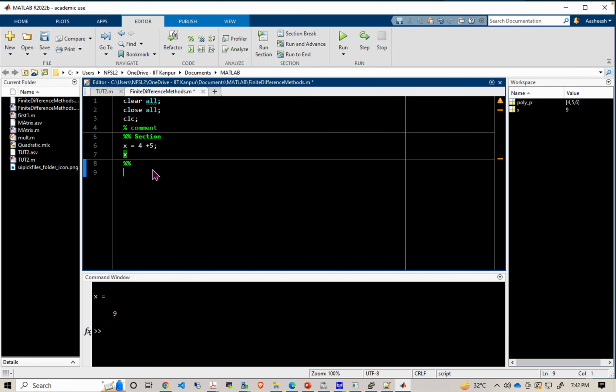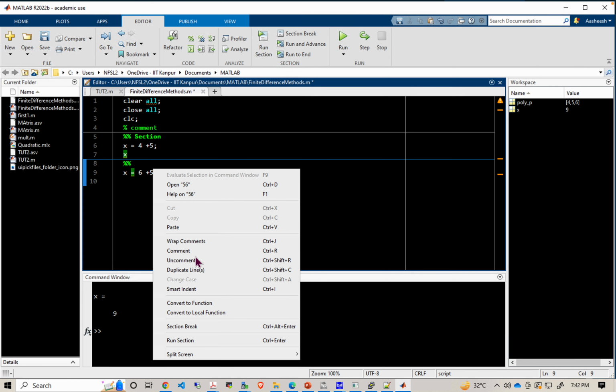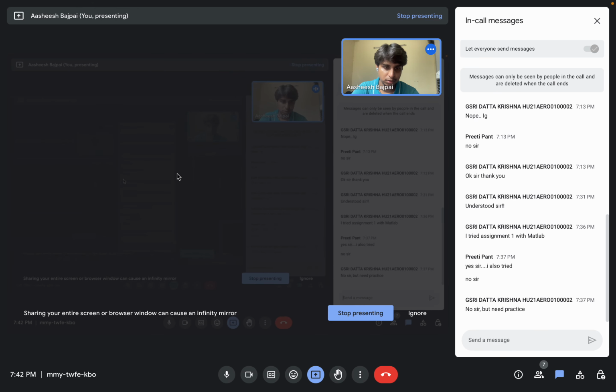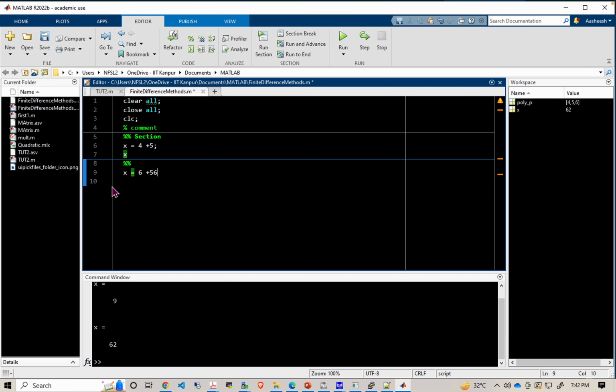So if we have section 2, and here we have written x is equal to 6 plus 56. Now I will run this section only, and this will give me the x value as 62. This doesn't have an effect on the previous section. Okay, I hope everyone understood it. So this section part is over.